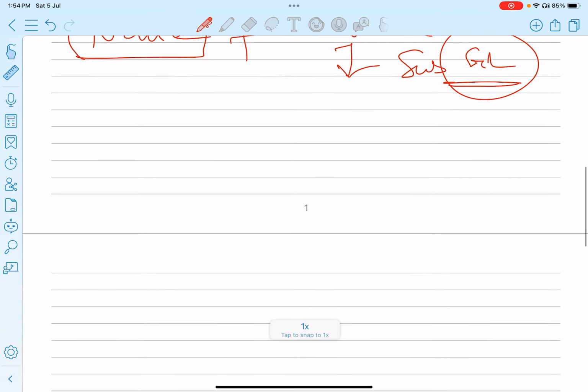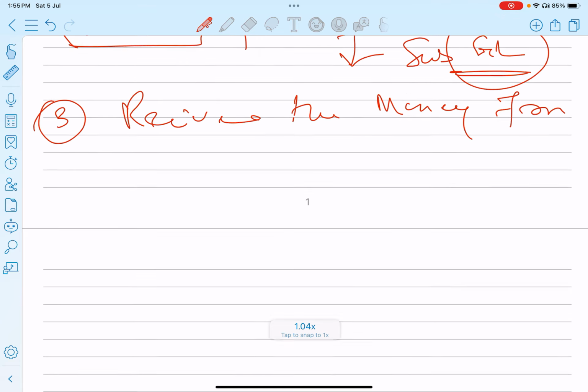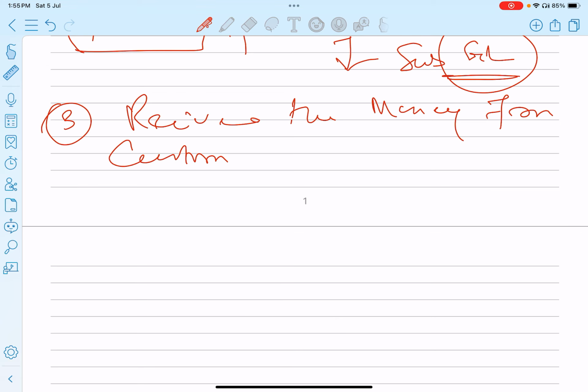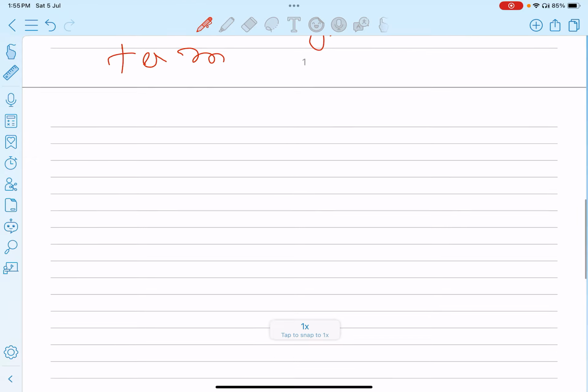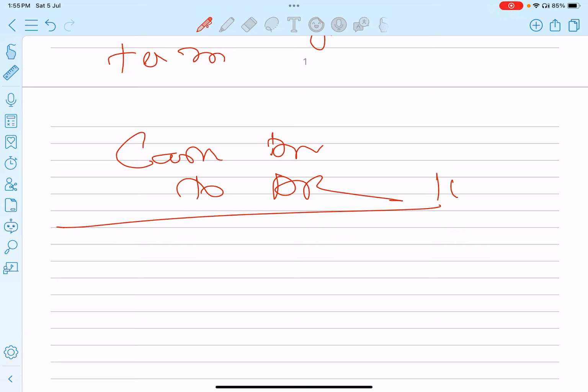Now coming to entry number 3. Once you receive the money from the customer after the credit term, the cash is debited to AR. So your AR will square off here and there will be no balance left in AR.